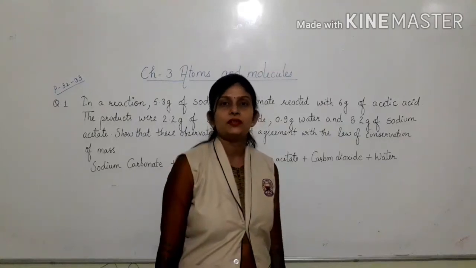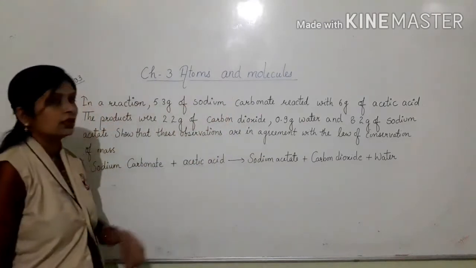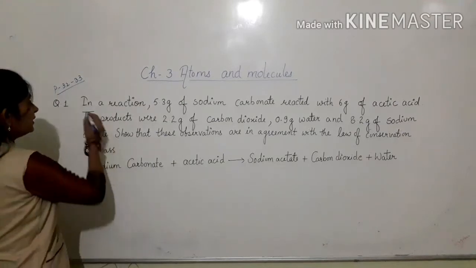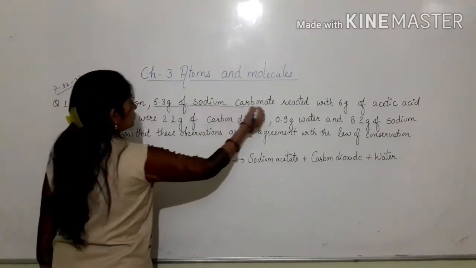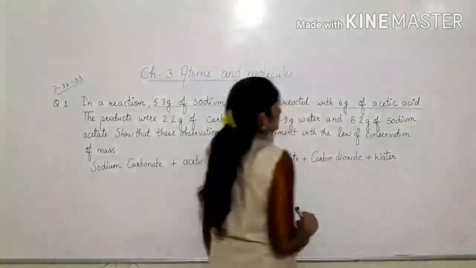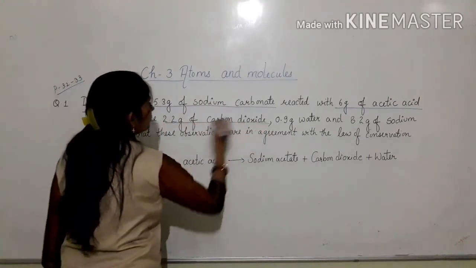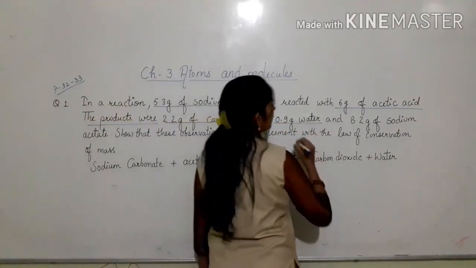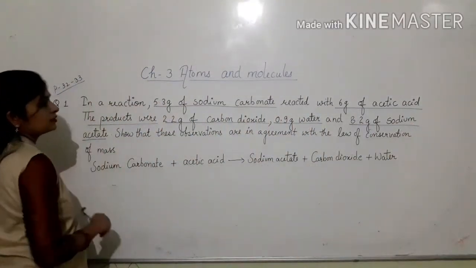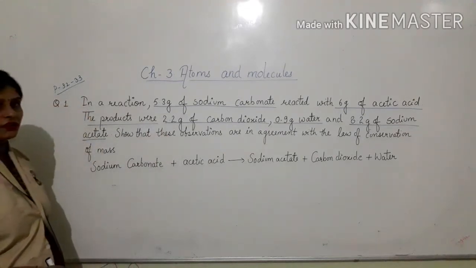Good morning students. Today we will solve a few more problems of chapter 3, atoms and molecules. Now first of all, question number 1 of page number 32 and 33. In a reaction, 5.3 gram sodium carbonate reacted with 6 gram of acetic acid. The products were 2.2 gram carbon dioxide, 0.9 gram water and 8.2 gram of sodium acetate. Show that these observations are in agreement with the law of conservation of mass.